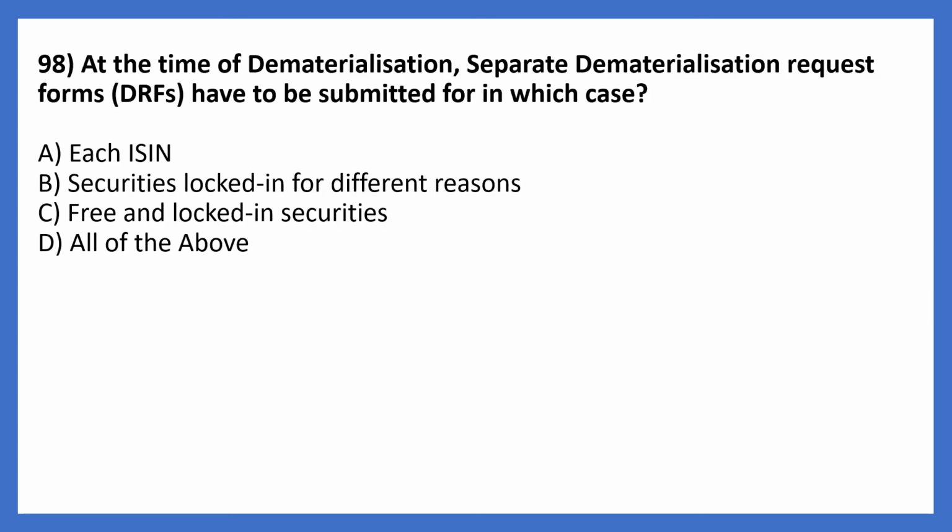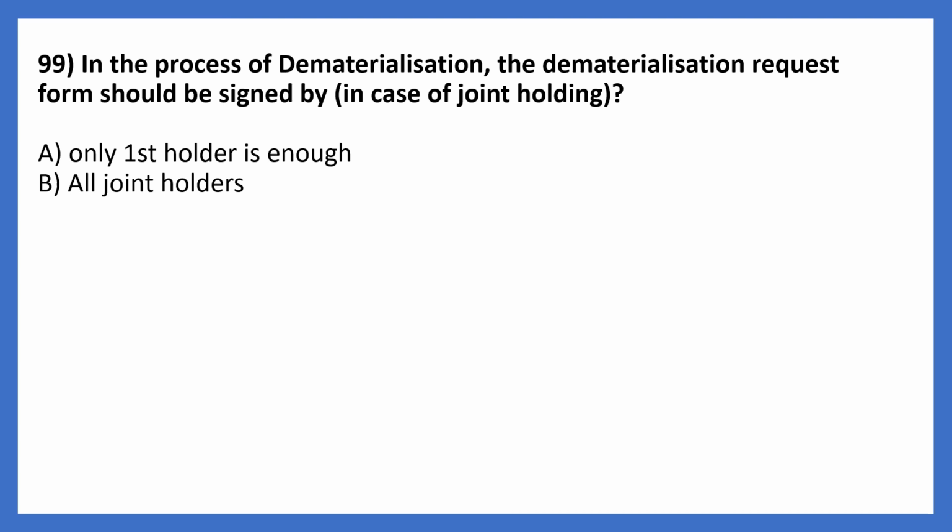At the time of dematerialization, separate dematerialization request forms, DRFs, have to be submitted in which case? Option A, each ISIN. Option B, securities locked in for different reasons. Option C, free and locked in securities. And option D, all of the above. The correct answer is option D, all of the above. In the process of dematerialization, the dematerialization request form should be signed by whom in case of joint holding? Option A, only first holder is enough, and option B, all joint holders. The correct answer is option B. All joint holders should sign the dematerialization request form.